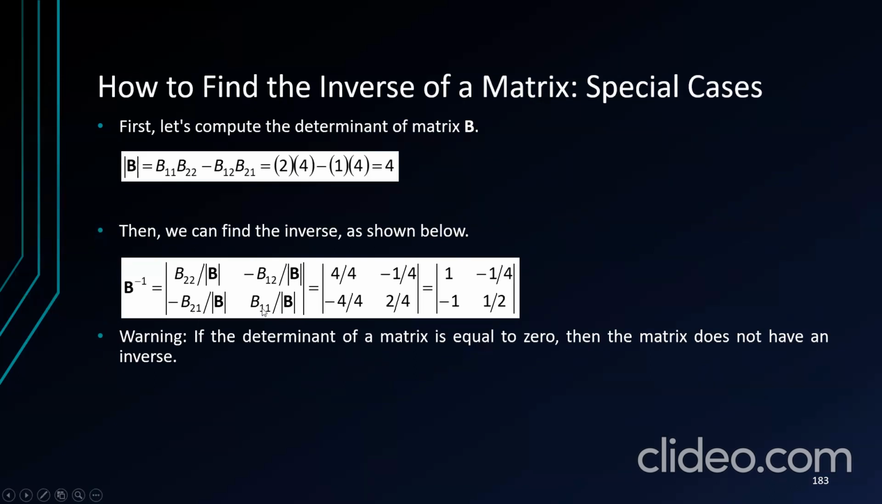negative B21 over determinant of B, B11 over determinant of B. That is 4 over 4, negative 1 over 4, negative 4 over 4, 2 over 4, or equals 1, negative 1 over 4, negative 1, 1 over 2. Warning, if the determinant of a matrix is equal to 0, then the matrix does not have an inverse. Yan yung purpose dyan.